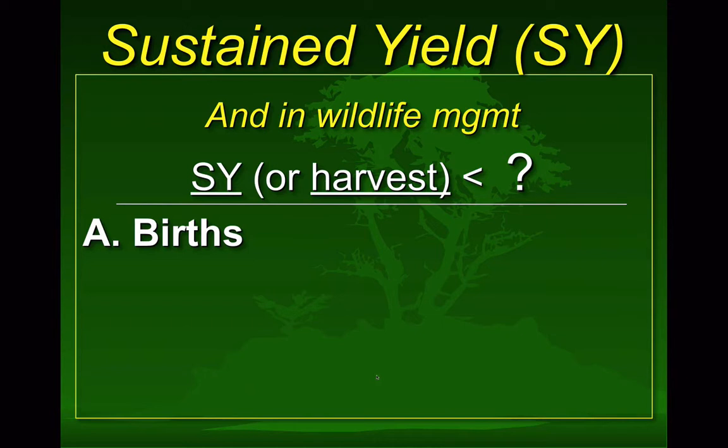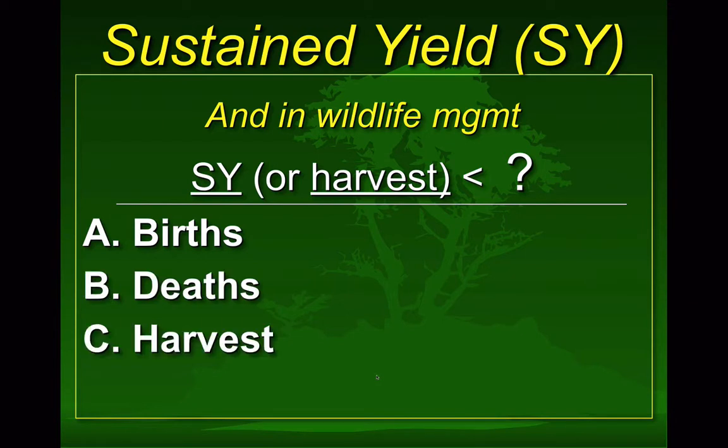So in wildlife management, the sustained yield is less than what? Try to think about it for a moment. What would it be less than? If you found that question on a test, what would you answer? Would it be births, deaths, harvest, or BIDE, which is births plus in-migration minus deaths minus emigration? And of course, the answer is D, BIDE. We want all of those. We want to take births and immigration, subtract the deaths, subtract the emigration. What's left over, we can harvest.